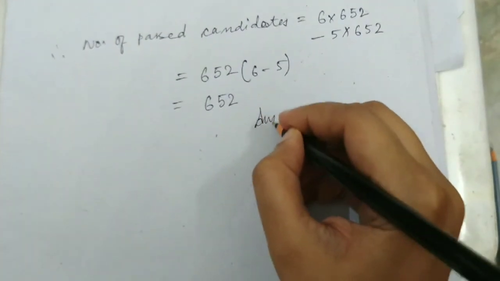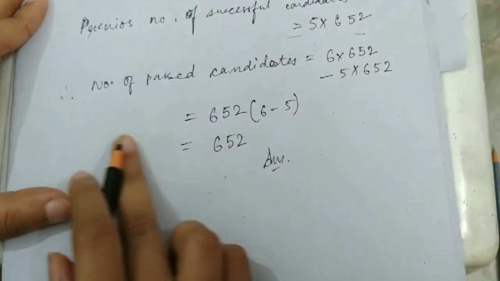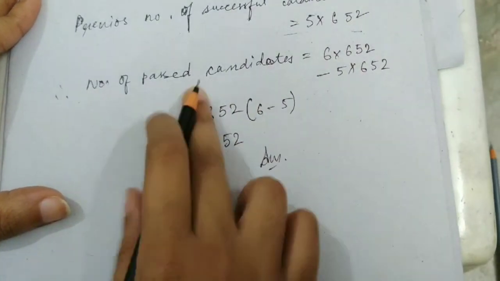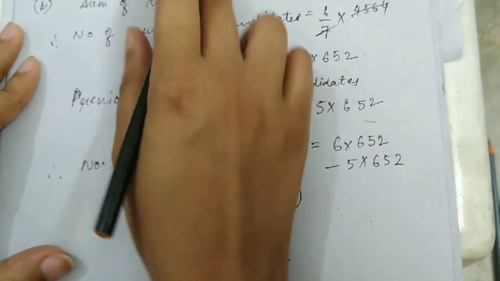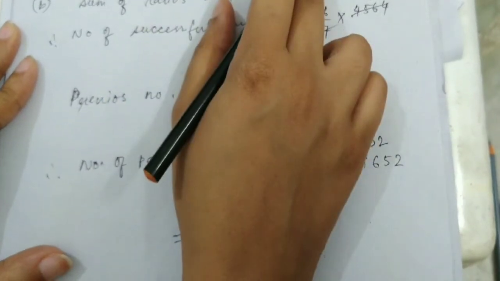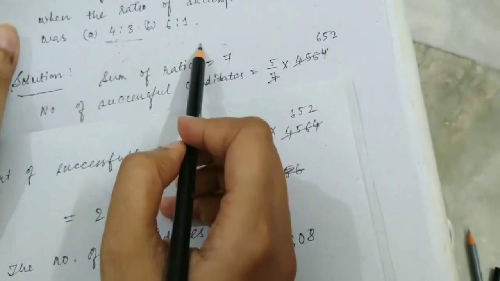So this is my answer. In our second part, we have seen that 652 more candidates passed in the examination, and here 652 more candidates failed in the examination. So this is our answer of part 2. These are the answers of part 2.